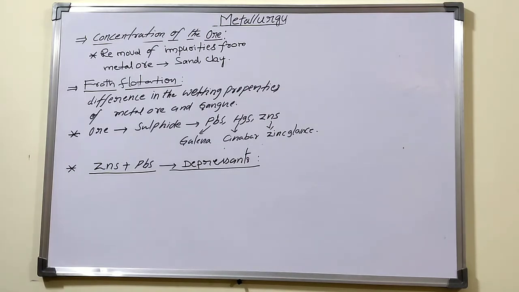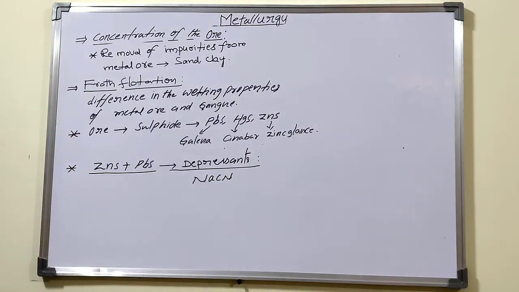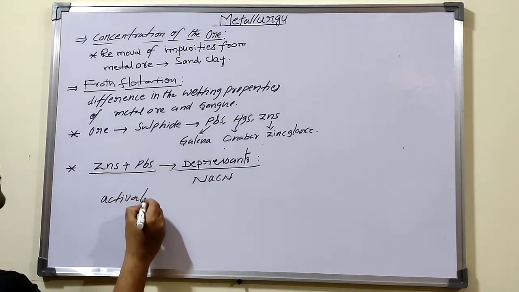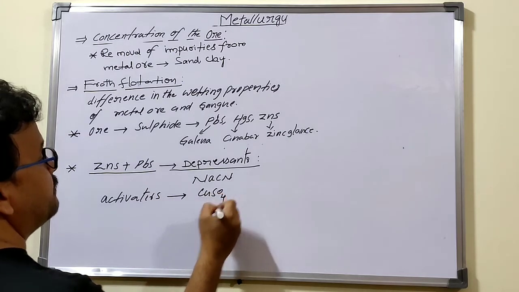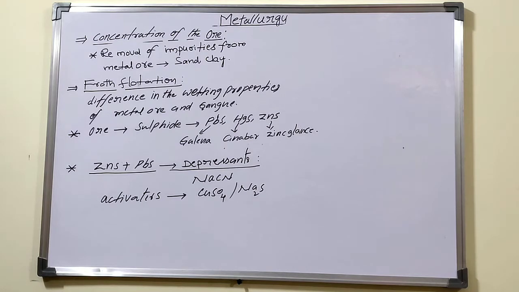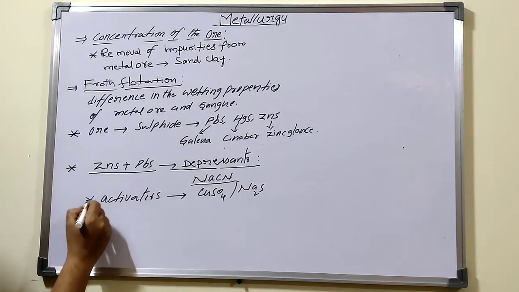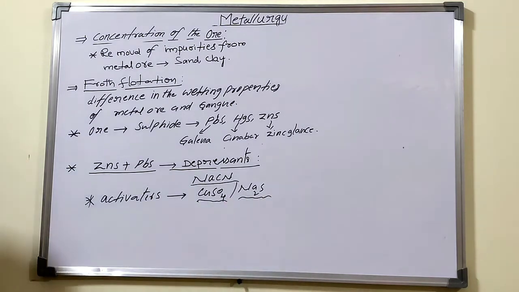When the ore is mixed with two different sulfide ores like zinc sulfide and lead sulfide, one is considered the impurity and one is the ore. Then we add depressants, like sodium cyanide, and activators, which may be copper sulfate or sodium sulfide.